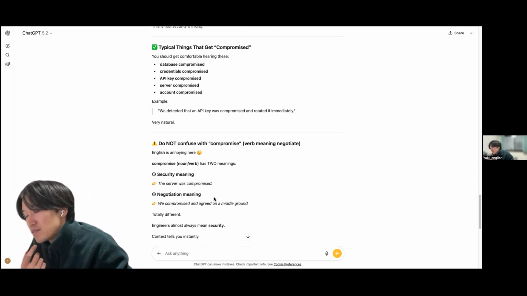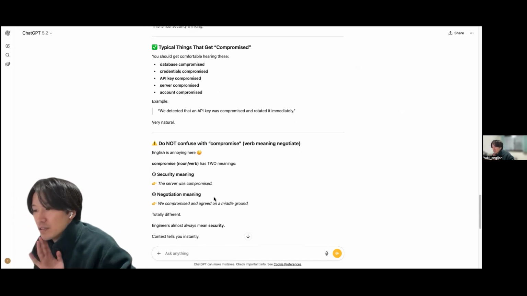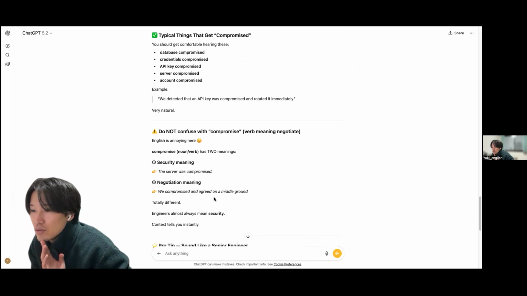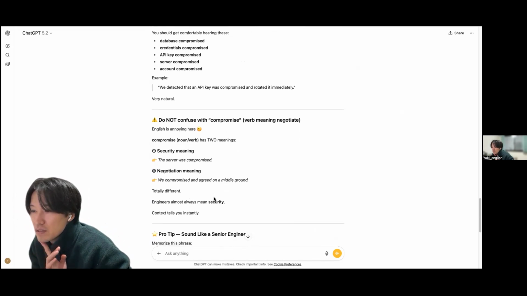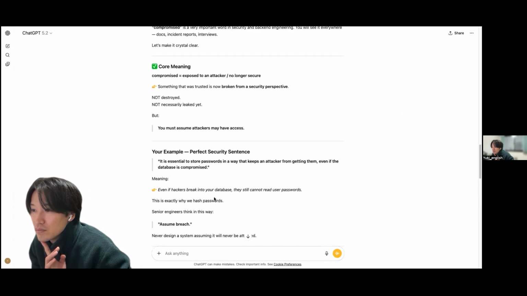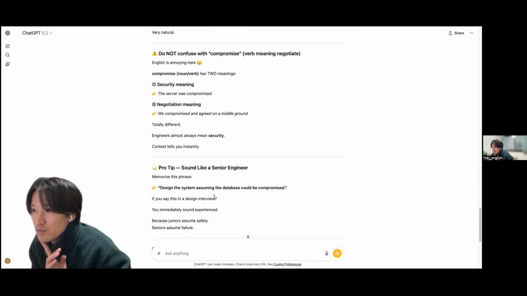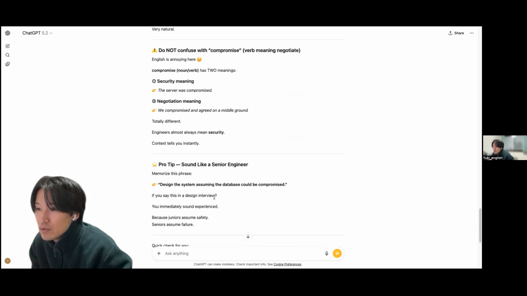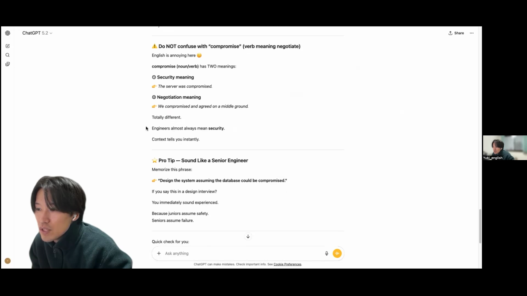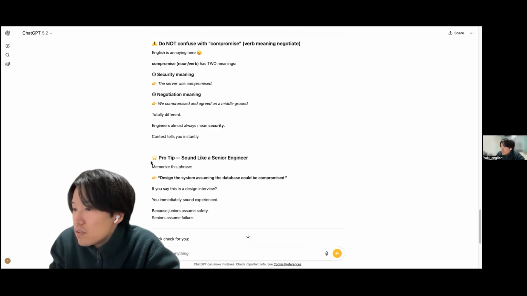Compromise. This is the difference. Different: a verb meaning negotiate, compromise. In security, it means this server was compromised. In negotiation, it means we compromised and agreed on middle ground. Totally different. Engineers almost always mean security. Context tells you instantly. Sound like a senior.